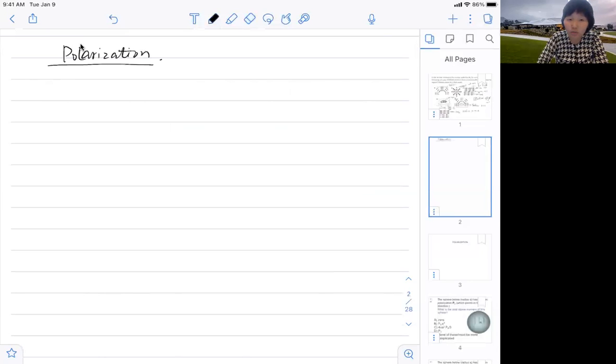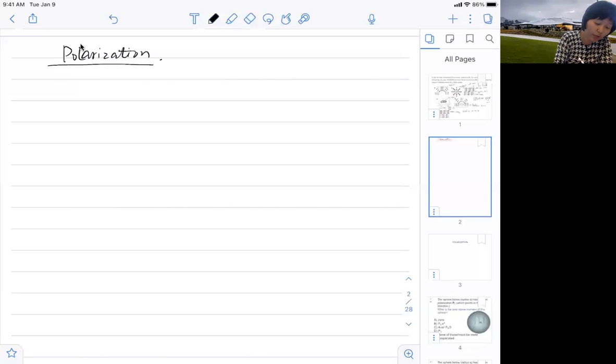So we have done a little bit of polarization, and you're familiar with the influence of an external E field. The positive and negative charges are going to respond to the external field, and they're going to realign themselves inside the materials, right? Also, we have looked at physical dipoles.